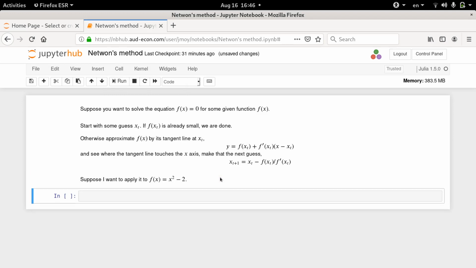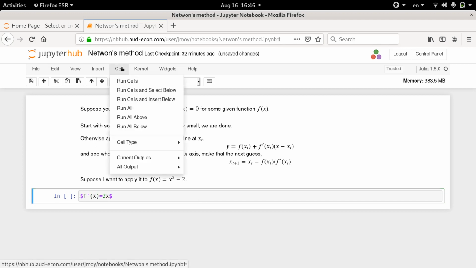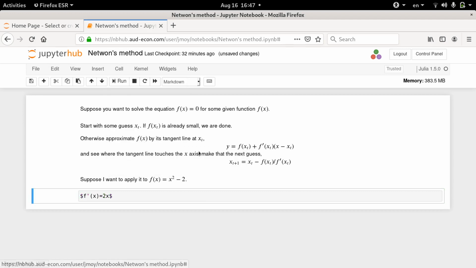So what will f(x) equal to 0 be? If f(x) is equal to 0, that means x squared is equal to 2. That means x is the square root of 2. So I am really trying to find the square root of 2. Just for future information, I calculate f dash x is equal to 2x. So all of this is just text, right? We are not doing any Julia yet. This is text where we are using the LaTeX notation to write formulas.